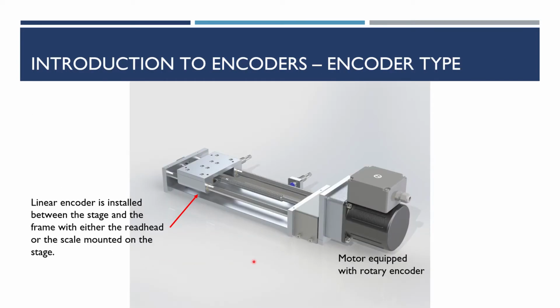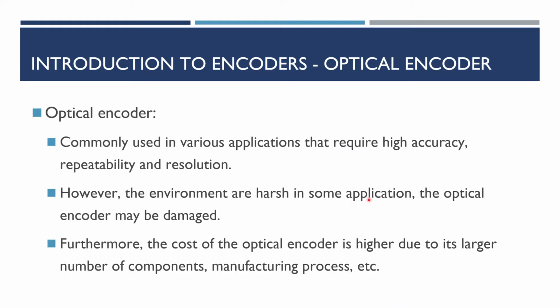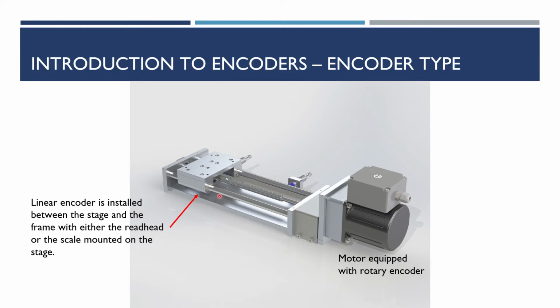Here is an example of a lead screw drive system with the motor equipped with the rotary encoder, and a linear stage driven by the lead screw. Like I said, even if we only use the rotary encoder, the position of the stage can be derived theoretically, but in practice, there are several error sources which cause the actual position of the stage to differ from the desired position, so we may install a linear encoder, with either the read head or the scale installed on the linear stage, to feed back the actual position of the linear stage. But usually, the read head is mounted on the linear stage, with the scale mounted on the frame.